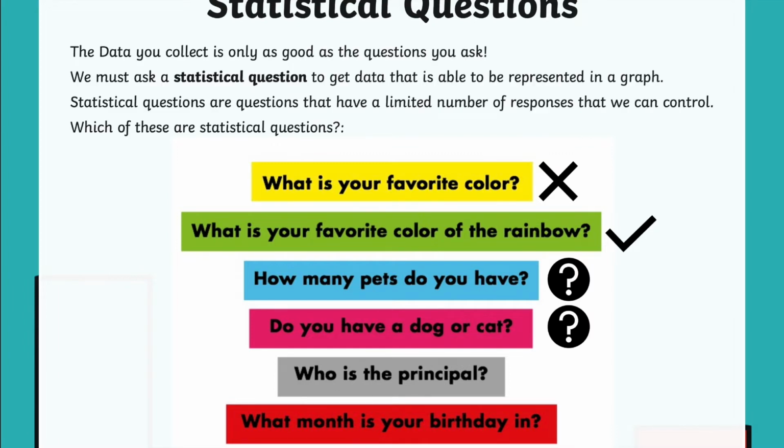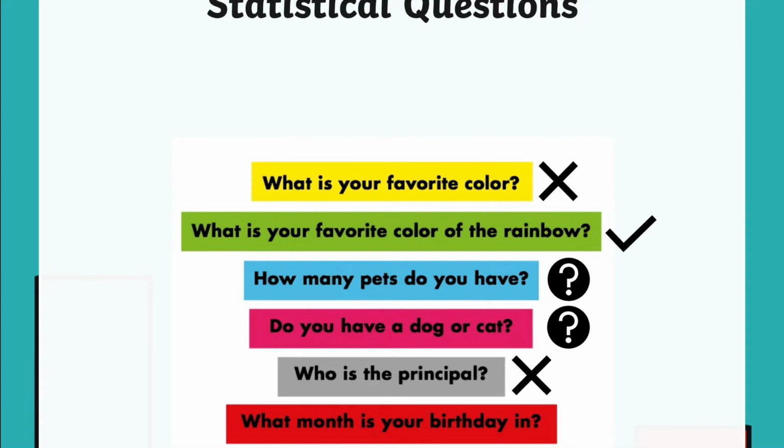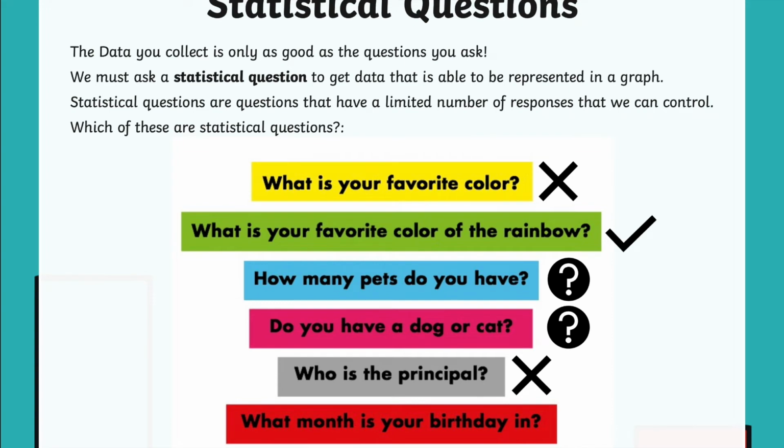Do you have a dog or a cat? Now again, that's not fantastic because some people could have both. Some people could have neither. So I haven't really given myself enough options in that question. Who is the principal? At Gerald Bomber, we only have one principal, so that's not enough information to be able to create a graph with. And what month is your birthday in? Now that's actually a really good statistical question because there's only 12 possible answers I could have. There's only 12 months in the year, so that's a really good one.